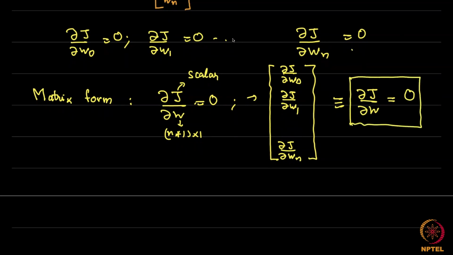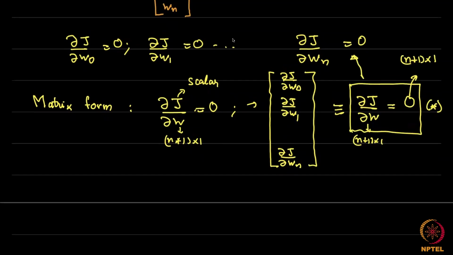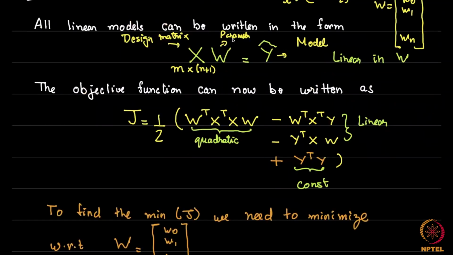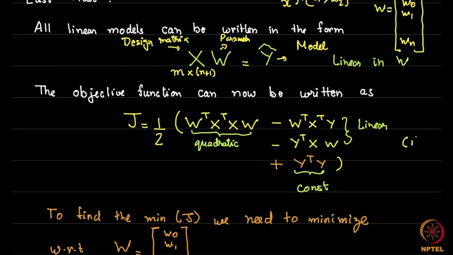This has the same meaning as the scalar system of equations. Here del J del W is an n plus 1 cross 1 vector, and 0 also actually is a bunch of zeros. It's n plus 1 cross 1. So I am going to start with this equation, which is del J del W equal to 0. Let's call this equation star, and we have this original equation, let's call this equation 1. So basically what it means is we need to find out del J del W.